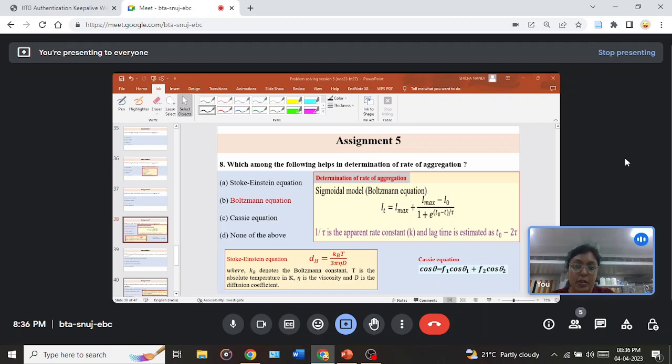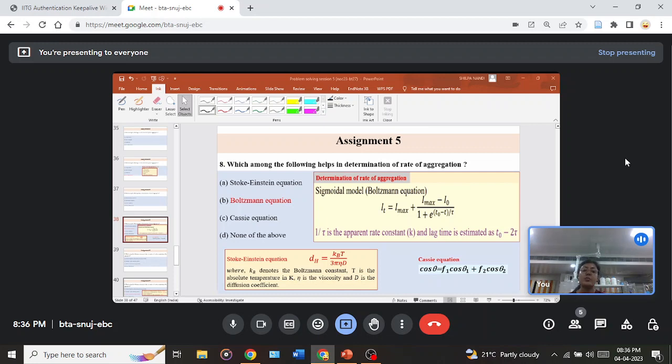Also the Stokes-Einstein equation, as I already told you, does not have that particular K factor, rather it has kB. So don't get confused between K and kB. kB here is your Boltzmann constant and not your rate of aggregation. dH is your hydrodynamic diameter, T is your absolute temperature in Kelvin, eta is your viscosity, and D is the diffusion coefficient.